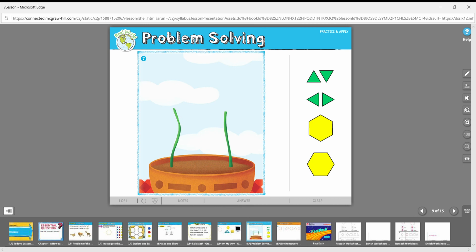And then the last thing you're going to do is your problem-solving page. The problem-solving page has some stems coming out of a pot. It says use hexagon and triangle pattern blocks to create flowers. You may or may not have pattern blocks at your house. That's okay. You can remember that a hexagon has 6 sides and 6 vertices, so you can just do your best to draw a hexagon. It's okay if you don't draw it exactly like that hexagon. And then these triangles, you would put them kind of around the edges.